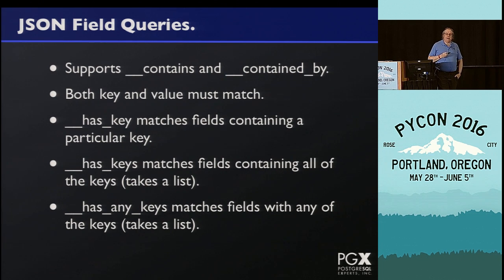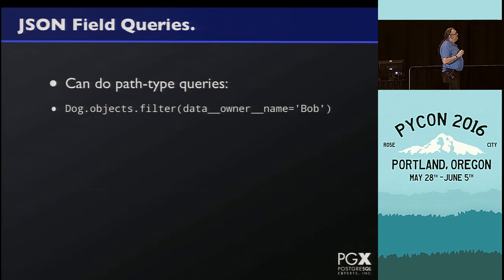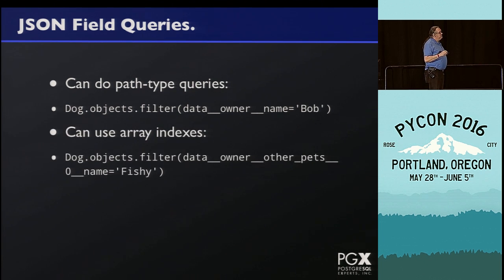These all work against the top level of the JSON structure. They don't peer into nested keys. So it's all the top level. You can do path type queries. So you can say, find all the dogs, so it looks for a key owner, whose value is an object, which has a key name, which corresponds to Bob. And you can use array indexes if the underlying JSON value is an array.